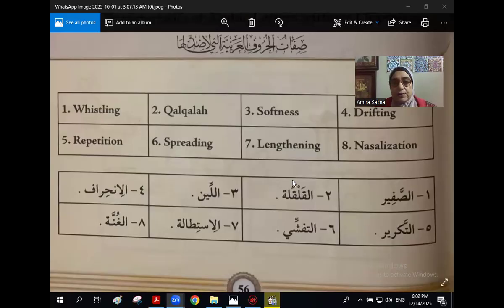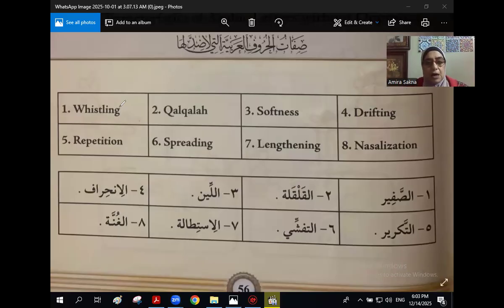Well, my dear sisters, regarding the characteristics without opposites, they are 8 in number. They are characteristics of some Arabic letters, not for all Arabic letters.